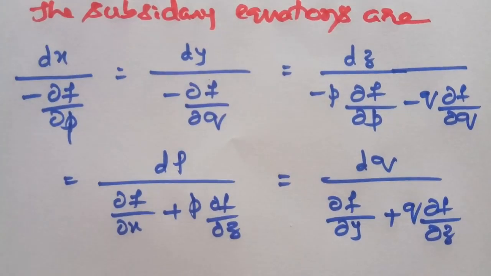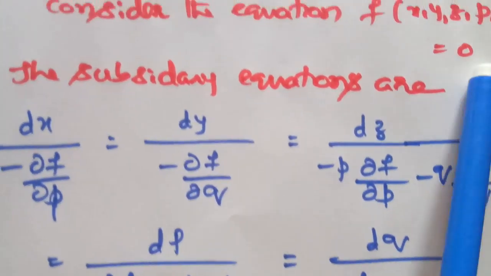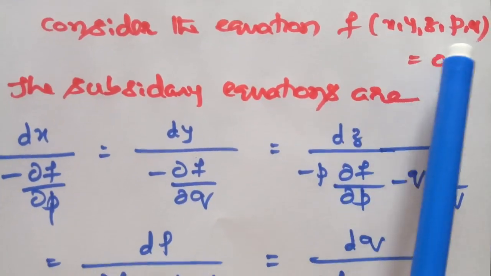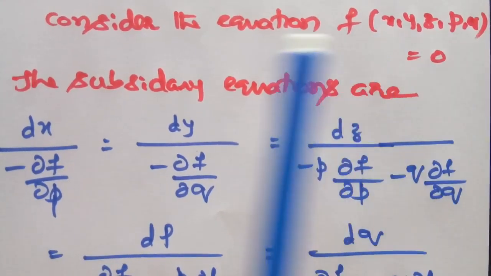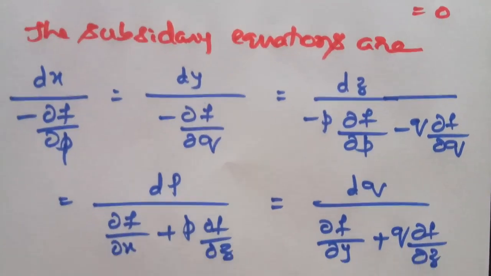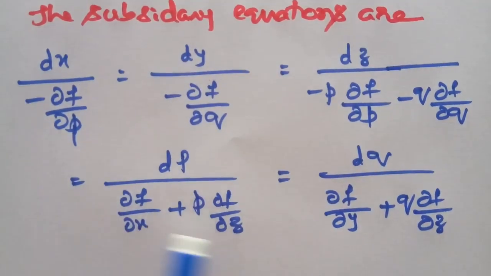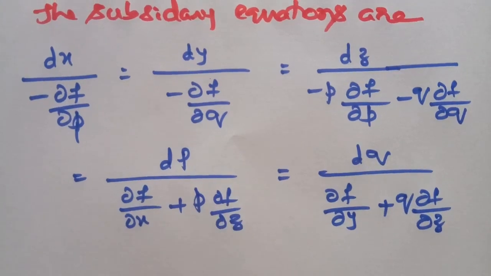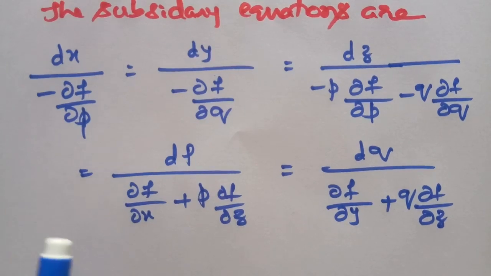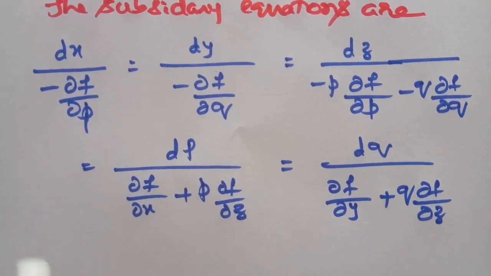Now first write down the given equation, f of x, y, z, p, q equal to 0. We can treat x, y, z, p, q all as independent variables. We can differentiate f with respect to p, q and also x, y and z, form the subsidiary equations, and solve them. Now we can see the method of finding the solution by Charpit's method as explained in the following examples.